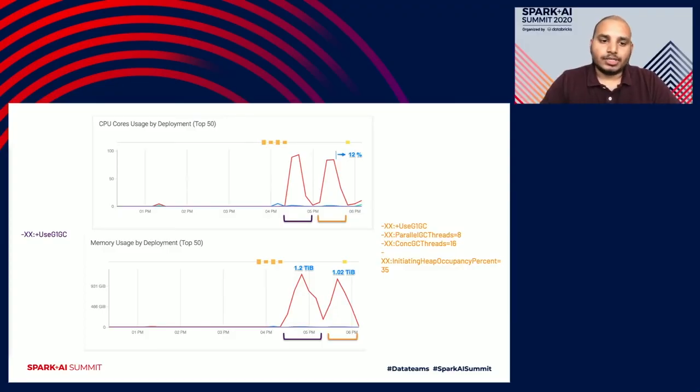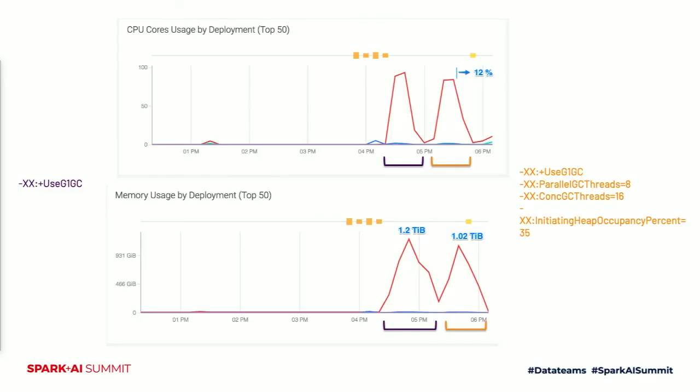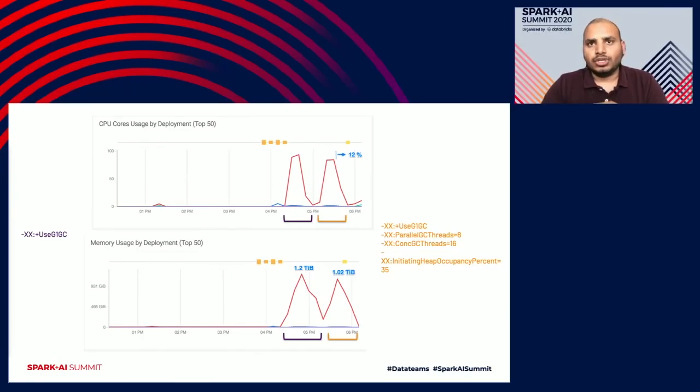Let's go over a use case where we run the same application with and without these settings. We set parallel GC threads in the second application to 8, which is the number of cores per executor, concurrent GC threads to 16, which is double the previous property, and initiating heap occupancy percent to 35, which allows GC to be triggered when the heap is filled up about 35%. This setting usually defaults to about 45%. So what that's allowing you to do is trigger garbage collection early.